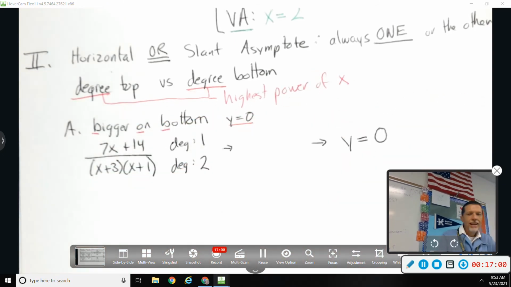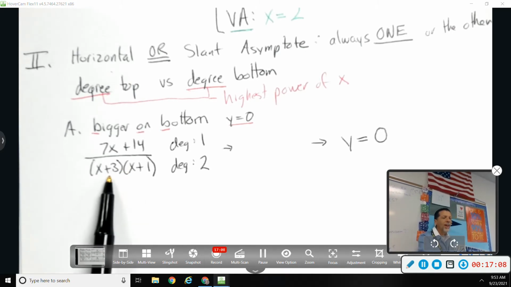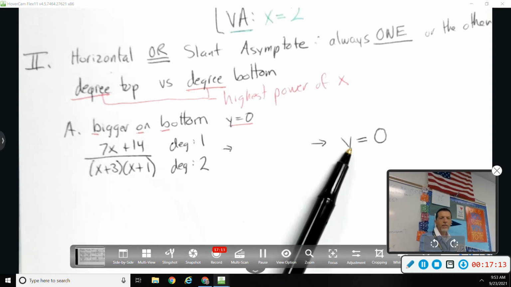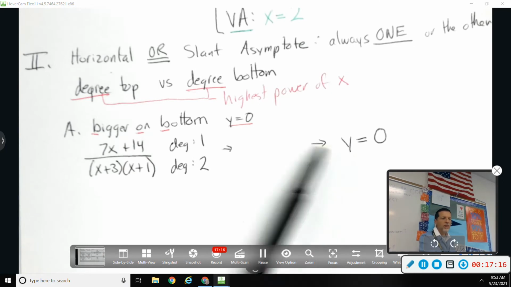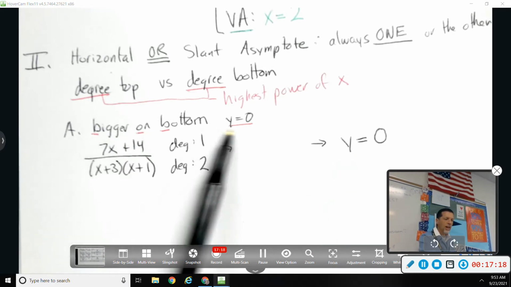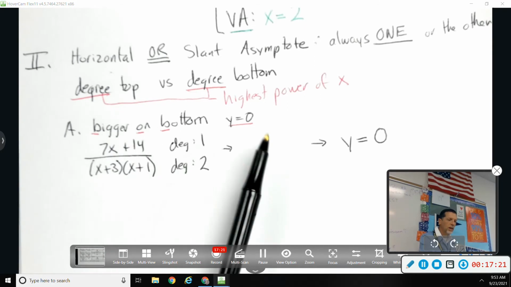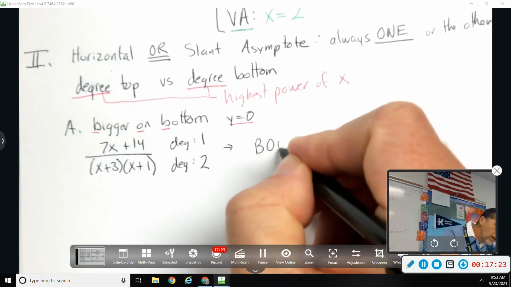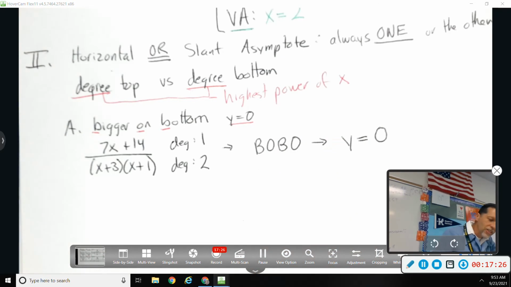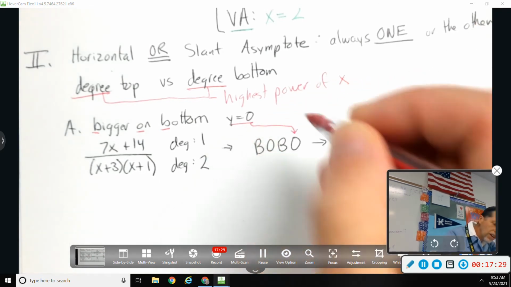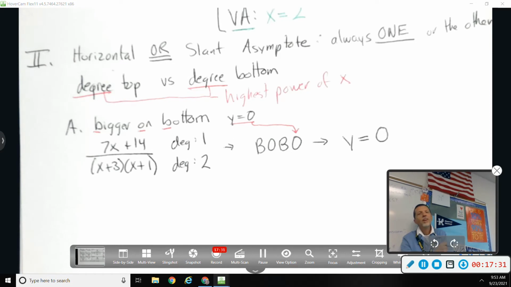Now, I'm going to teach you the acronym. I'm not usually a fan of acronyms. I'd rather you understand the math. So understanding the math is, as x gets really big, the bottom gets bigger than the top, which means we head to 0. The acronym part is take the first letters, B, O, B, O. Although that second O is a 0. Bigger on bottom, 0. So this is the shortcut way to think about it. Bigger on bottom, y equals 0.